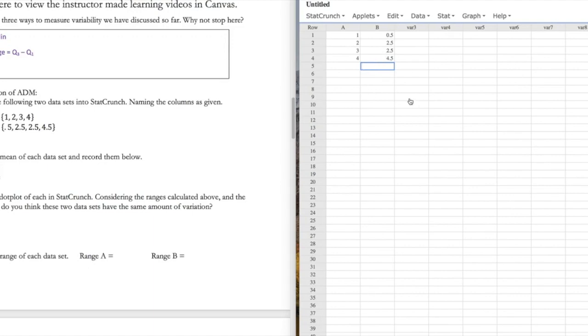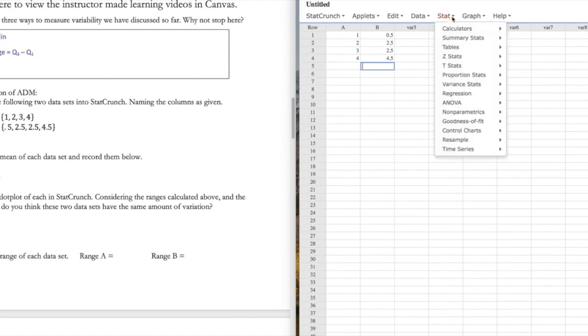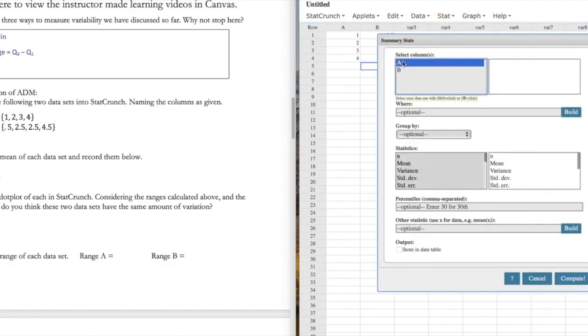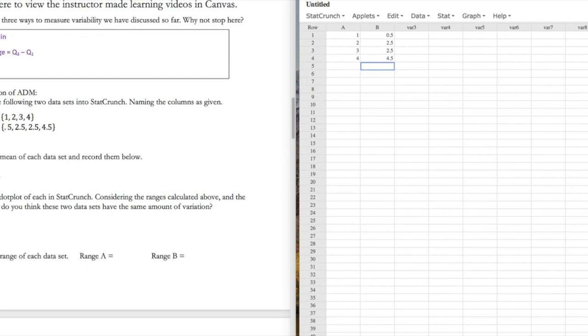All right. The first thing we're asked to do is find the mean of each of that data set. Hopefully you remember how to do that in StatCrunch. Maybe pause the video here for a moment and just make sure you can do that on your own. Okay, here I go. I'm going to click on Stat, Summary Stats, Columns. I want both of my columns, and I'm just looking for the mean right now. So let's get those values.